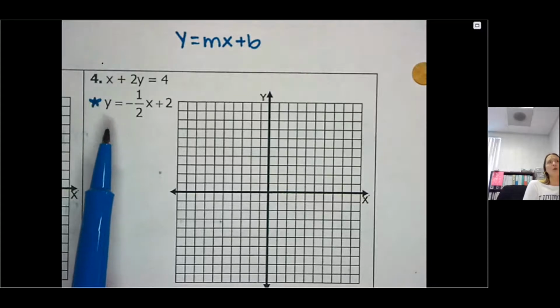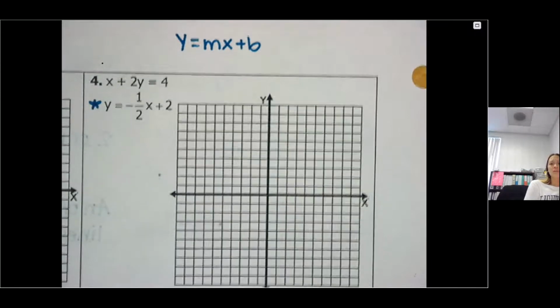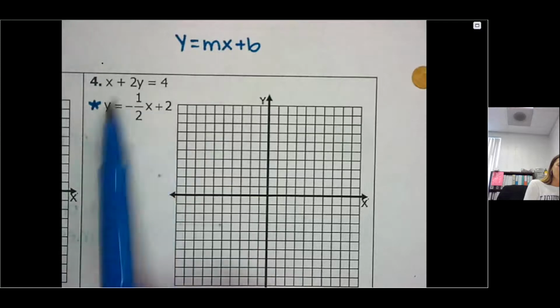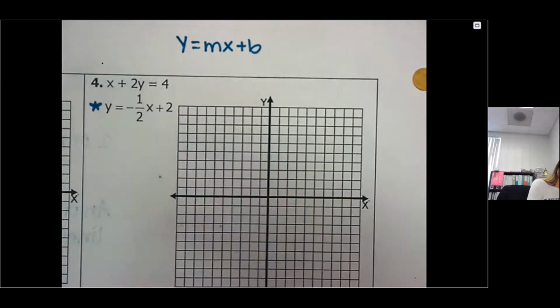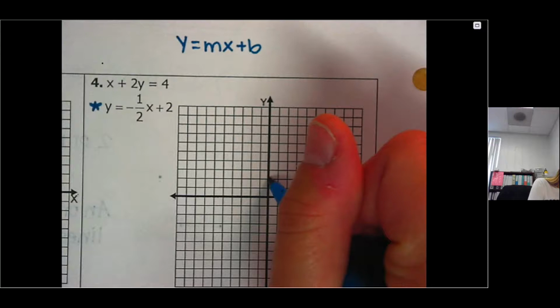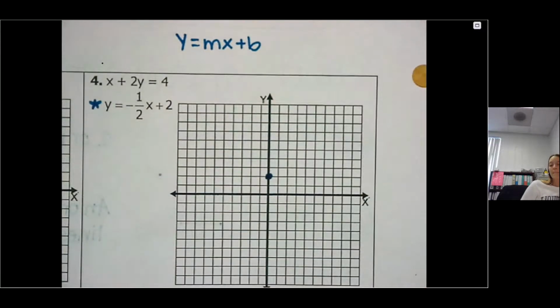You don't have to go in order. You're allowed to go out of order. Where should I start this graph? Up 2. Good. So go to +2 and plot your point. Now, what is my slope? That's negative. Down 1 to the right 2.